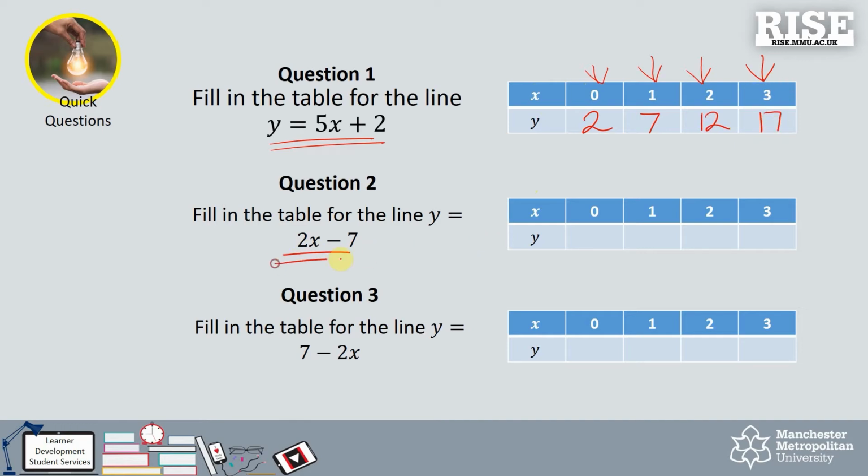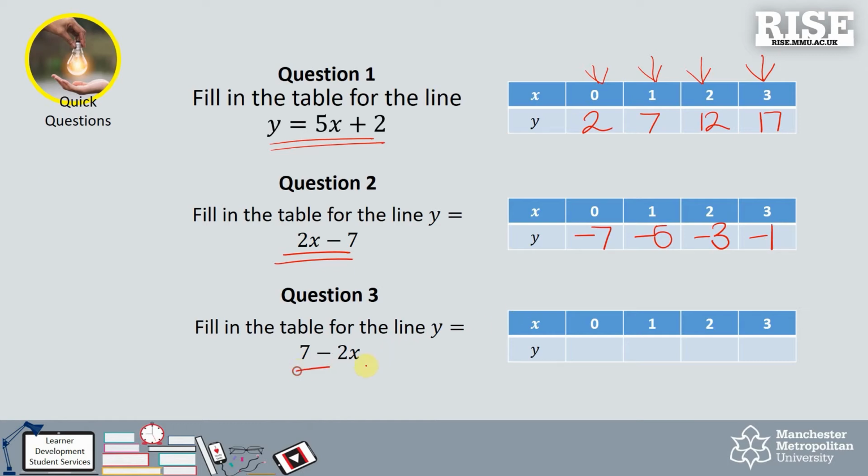What about when the equation is 2x minus 7? 2 times 0 take away 7 is negative 7. 2 times 1 take away 7 is negative 5. 2 times 2 take away 7 is negative 3. And 2 times 3 take away 7 is negative 1.